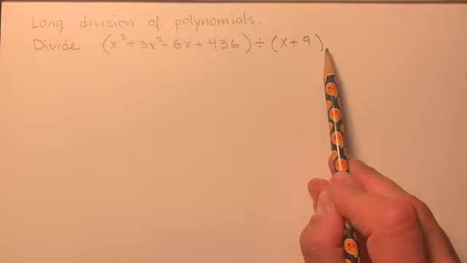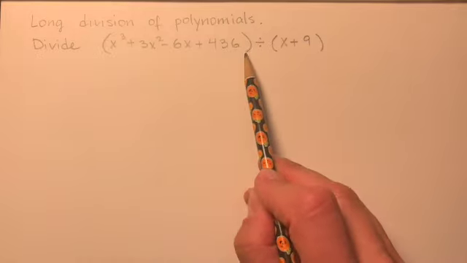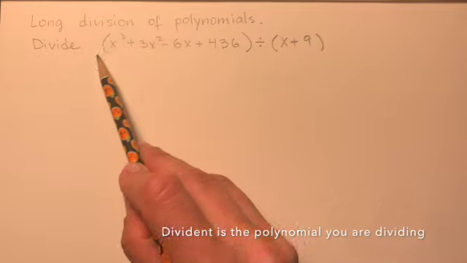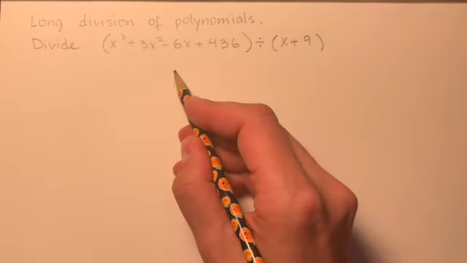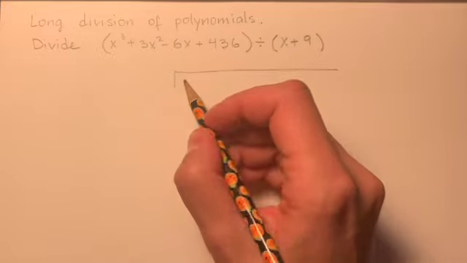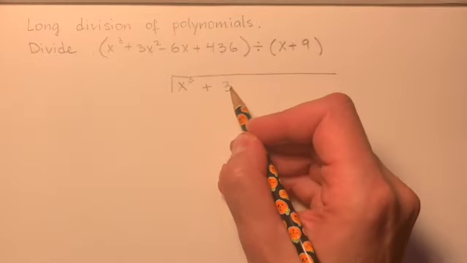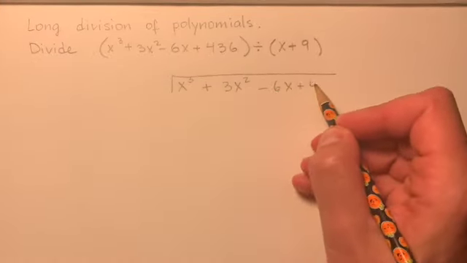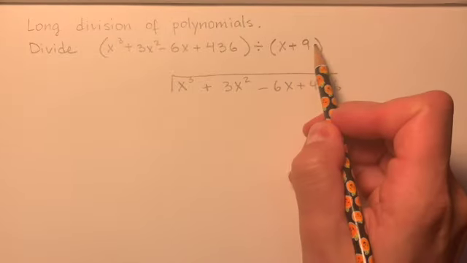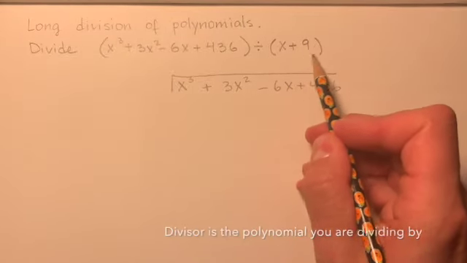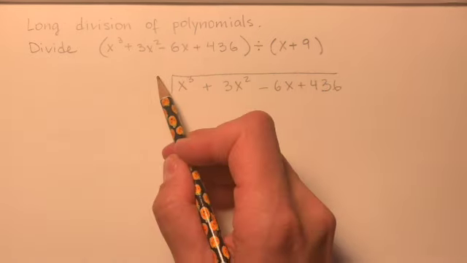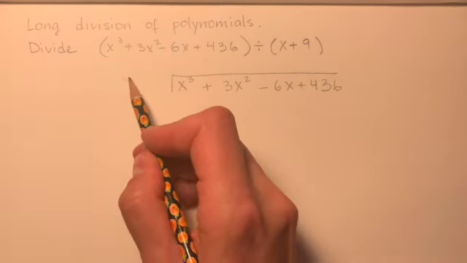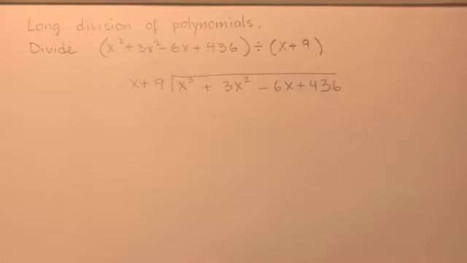To set up for long division, we're going to take our dividend, which is the polynomial that comes first in the division, and place it inside the box, like so. And we will place the divisor, which is the second polynomial in our long division, outside of the box right here. We will now start our dividing process.